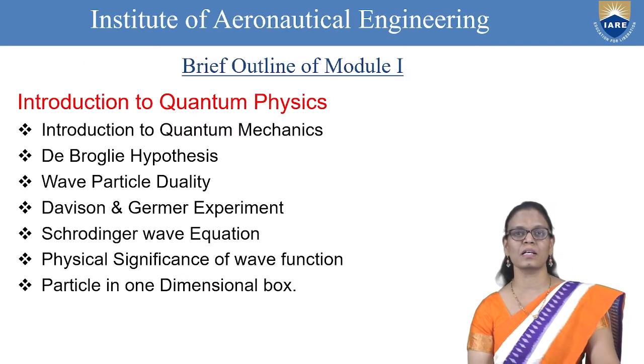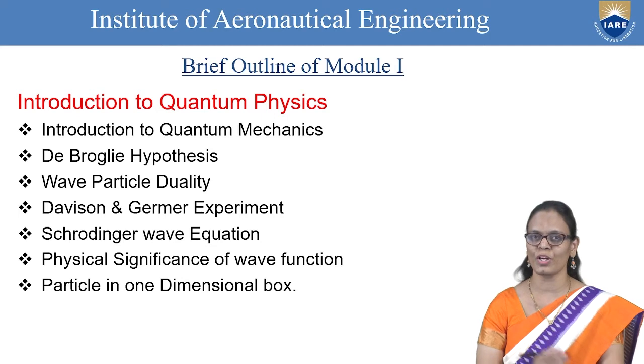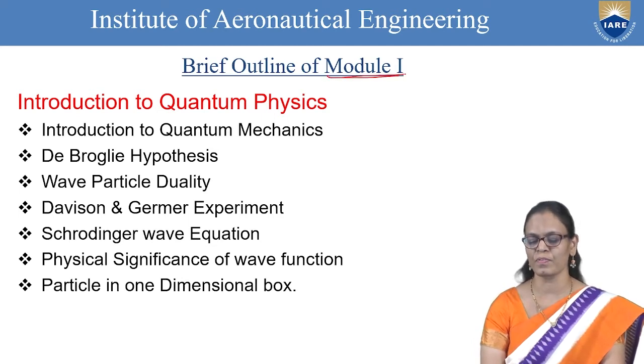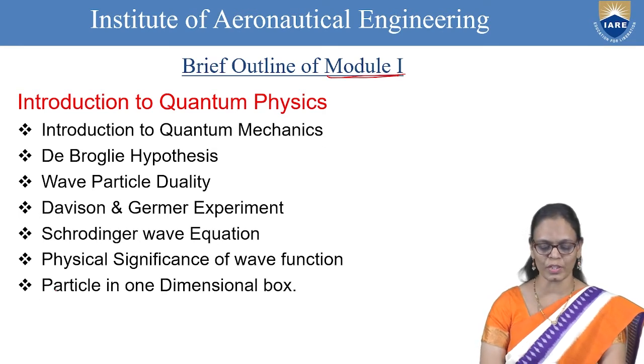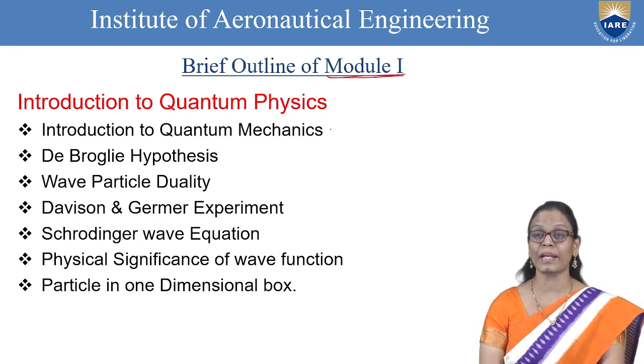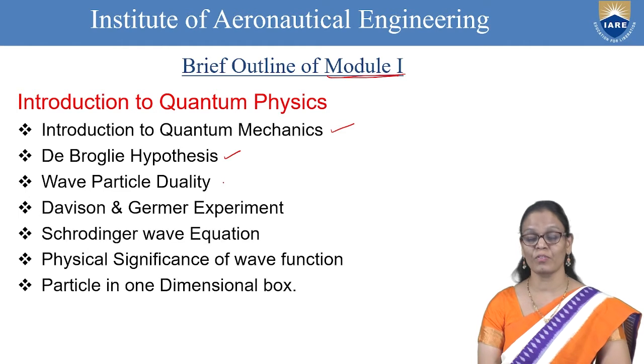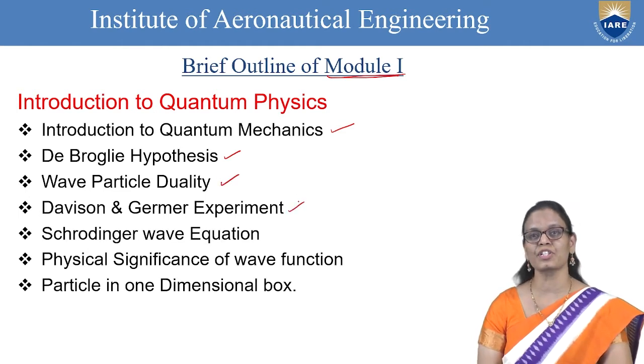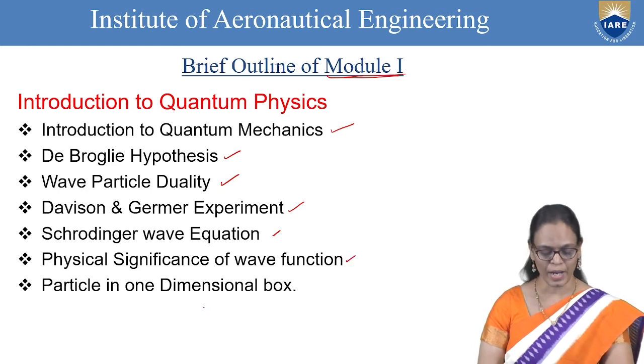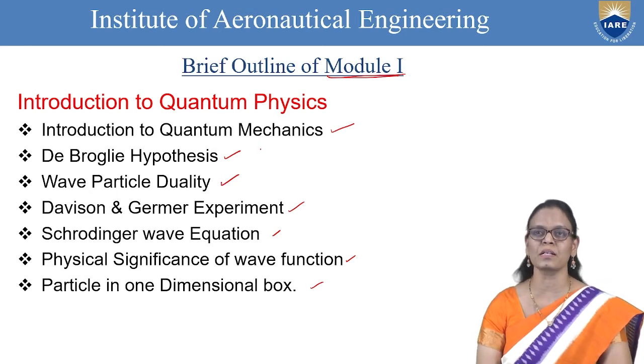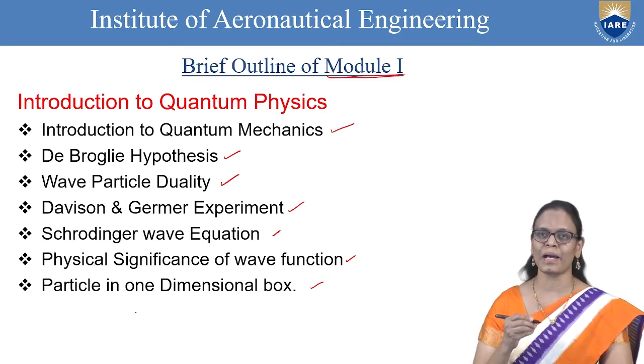So now let us go on to discuss these definitions and terminology module wise. So today we are going to discuss the first module. In the first module, what are the topics we have? We are going to see the introduction to quantum mechanics. Then we'll see de-Broglie hypothesis. Then wave particle duality, Davisson and Germer experiment, Schrodinger wave equation, then the physical significance of the wave function, and particle in one dimension box. These are the topics we have, and we are going to discuss all the terms and the definitions that are related to these topics one by one.